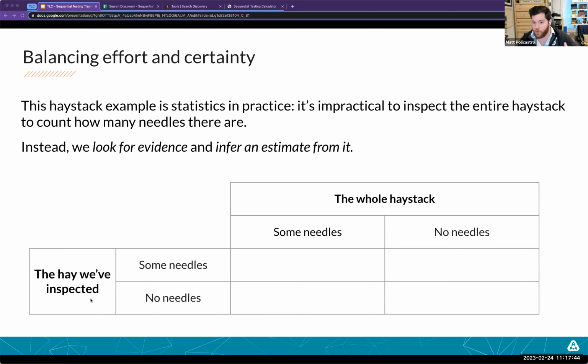And the same thing goes for the whole haystack, some needles versus no needles. We're trying to map between these two. And again, not going to shock anybody, but in the case where we find some needles in the hay that we've inspected so far, that we've put off in our little basket, that is the true positive, where that reflects the broader reality of the broader haystack. And conversely, the true negative is where we find no needles in the hay that we've inspected, and we have no needles in the whole haystack. So we're trying to guide ourselves between these two and basically make the determination of, are we looking at a true positive or a true negative?